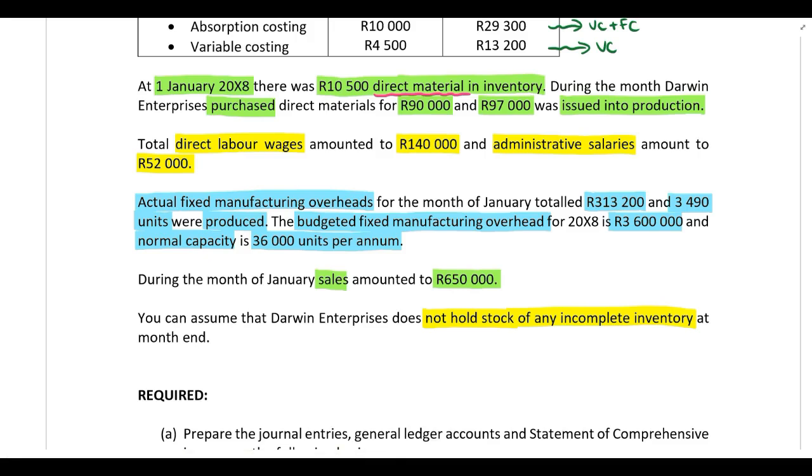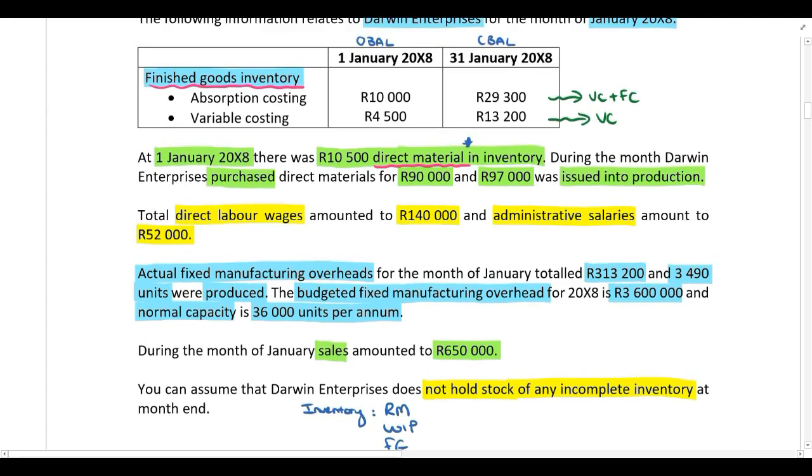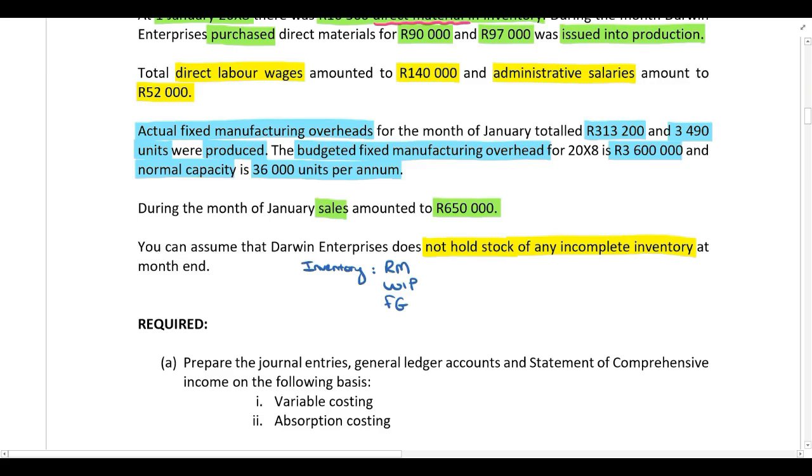All right, so what is the significance of this? We know that inventory is made up of 3 different categories. Inventory is made up of raw material, work in process, and finished goods. Now in this question, we know we have raw material, we have direct material information above, and we also have information relating to their finished goods inventory. But in this paragraph, we are specifically told that they do not hold stock of any incomplete inventory. In other words, they do not have any work in process.